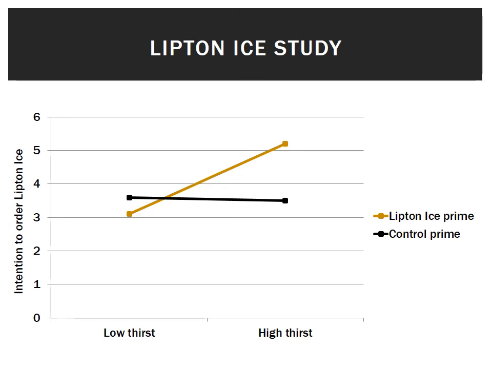So these participants, if they're not thirsty while they're doing it, then no matter how much they're being primed with Lipton Ice, it doesn't do a thing to their intention to order it later. If you're low thirst, then you're not any more likely to want to order Lipton Ice after everything's done, regardless of prime. However, if you're very thirsty and you're being primed with Lipton Ice, then you are significantly more likely to want to order an iced tea after you finish the study. So subliminal ads can work, but only under very specific circumstances.